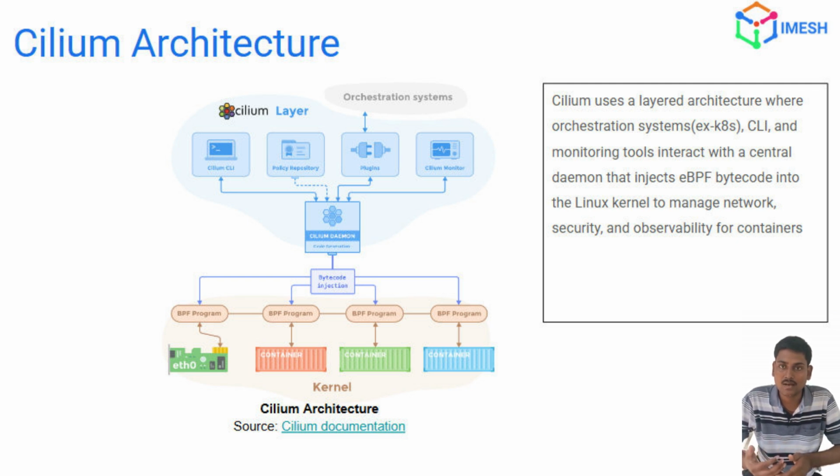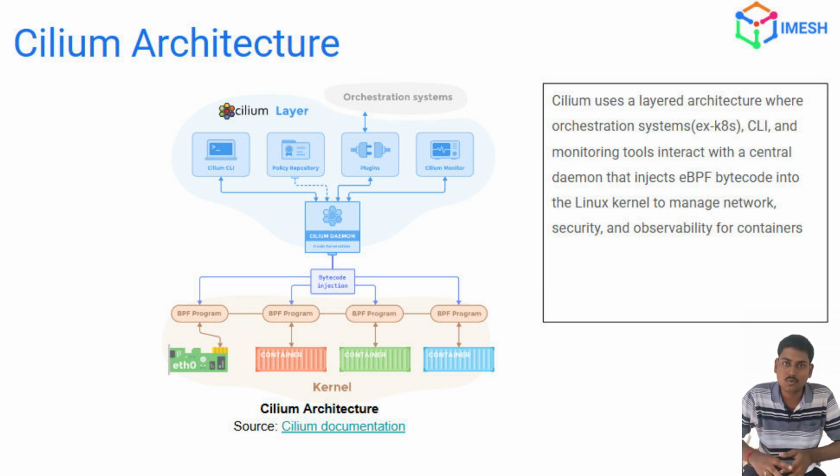At the bottom, we have the kernel layer. Here, the eBPF programs are injected into the kernel and attached to network interfaces like eth0 and containers. These programs manage traffic routing, enforce security rules, and collect observability data directly inside the kernel, which improves performance and reduces overhead. So overall, the slide shows how Cilium connects orchestration and monitoring tools at the top with efficient kernel-level networking at the bottom using eBPF.